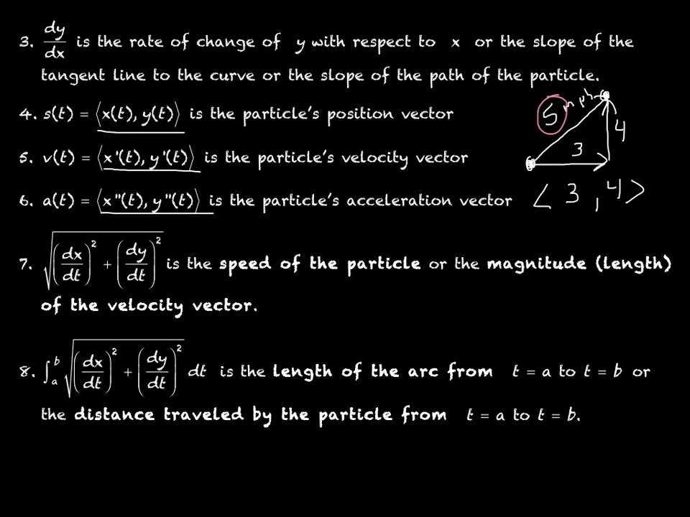Finally, if you want to find the length that the particle went, the arc length, then you're going to use this formula right here, which is the integral from a to b of the square root of (dx/dt) squared plus (dy/dt) squared, and that will give you the total distance traveled by the particle between the times a and b.